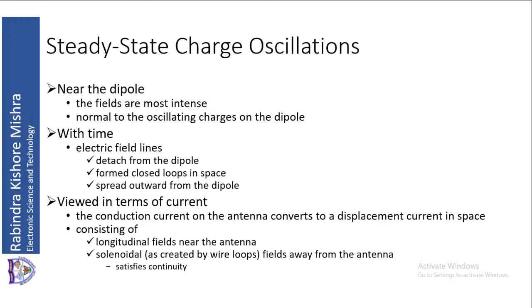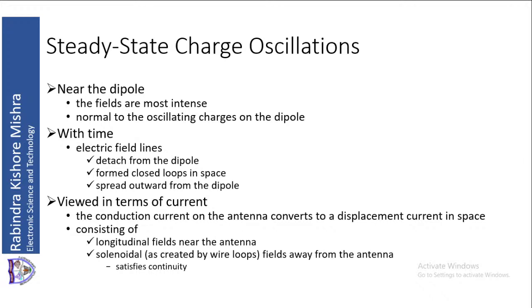So near the dipole, the fields are most intense and they are always normal to the oscillating charges on the dipole. That you know from the definition of field, or when you have read electrostatics, where you will already have seen that the fields will always be normal to the charges. Therefore, here they will be normal to the oscillating charges on the dipole.